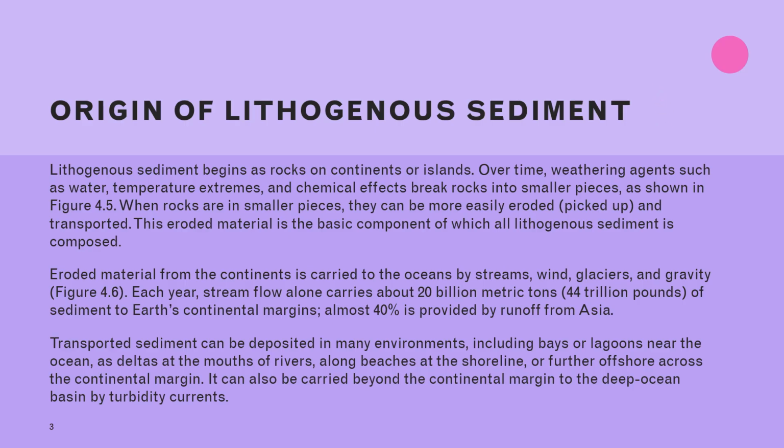What is the origin of lithogenous sediment? It begins as rocks on continents or islands, and over time, weathering agents such as water, temperature extremes, the highs and lows of temperature, and chemical effects break these rocks into small pieces. When in smaller pieces, they can be easily eroded, picked up, and transported. This eroded material forms the basic component of all lithogenous sediment.